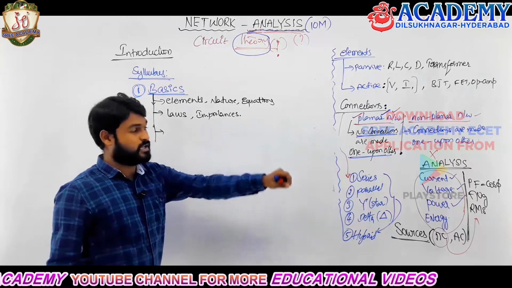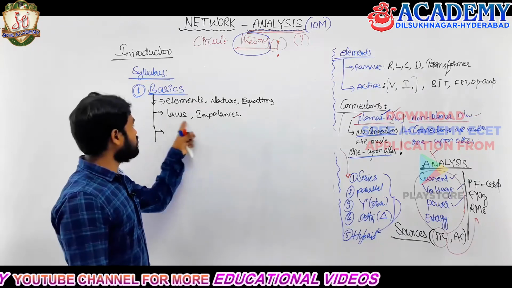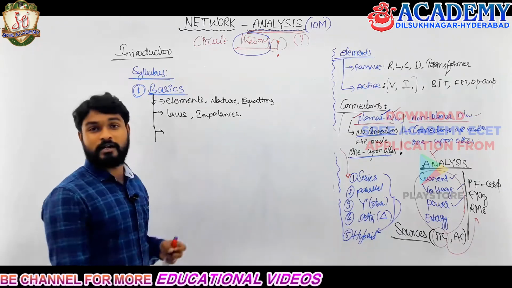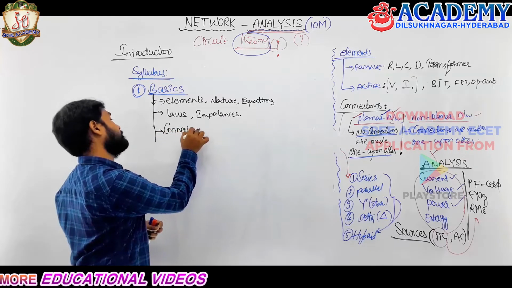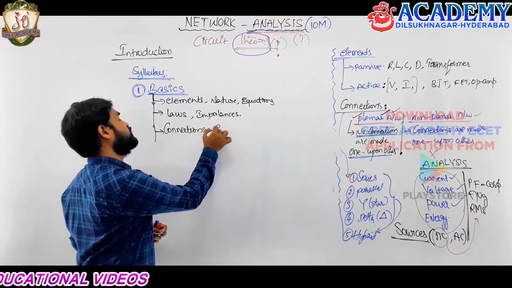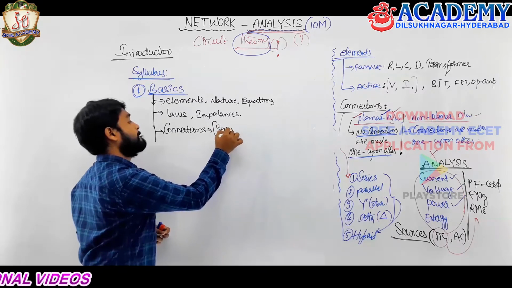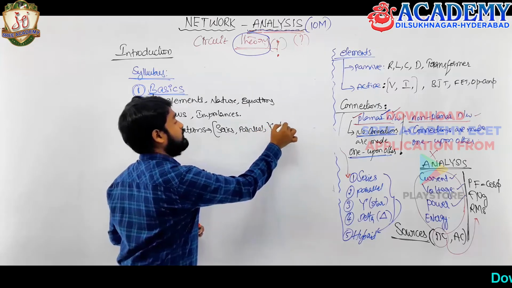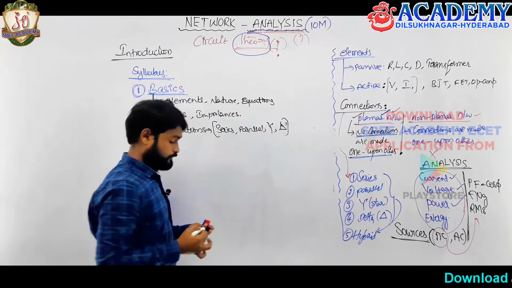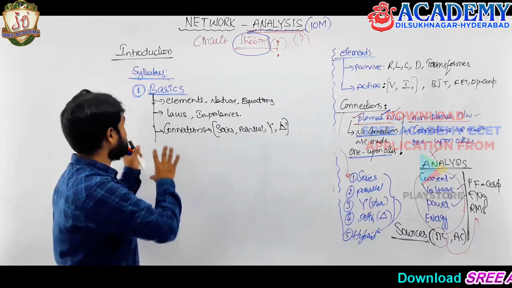Network variables are what? Current, voltage, and power, energy. How to solve? How are they going to help us? Basic laws. I would like to discuss basic connections. What are the connections? You know, series, parallel, star and delta, all these connections. In the part of basics, I am going to discuss all these things.